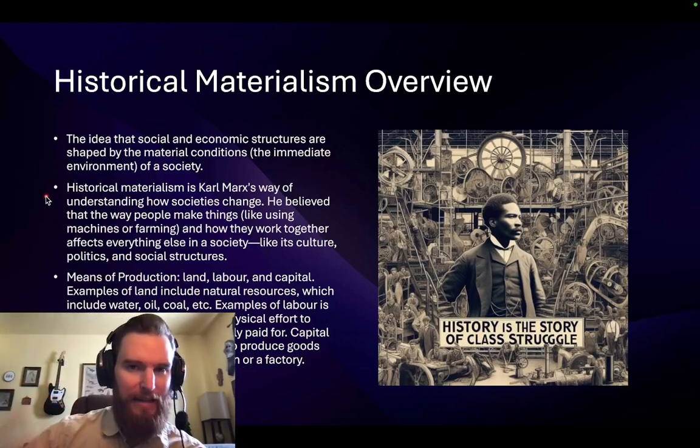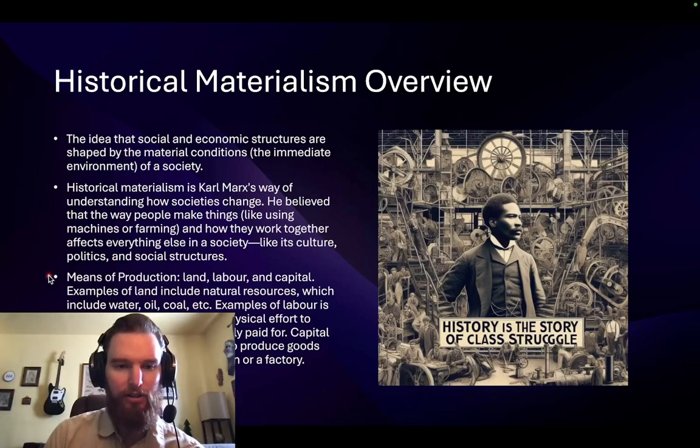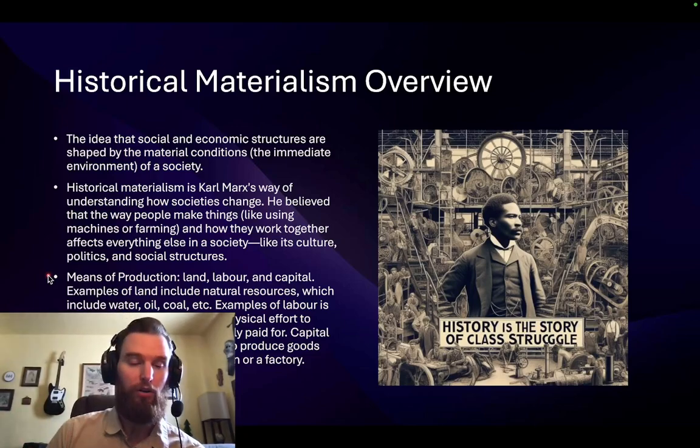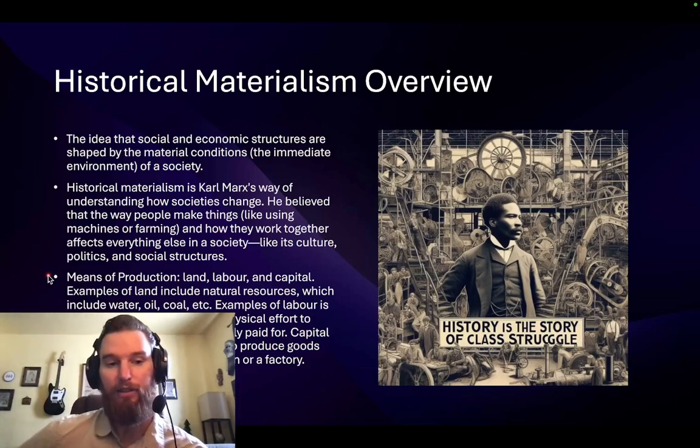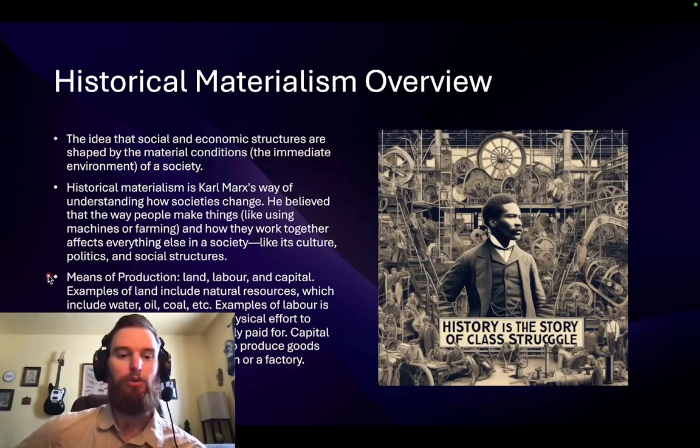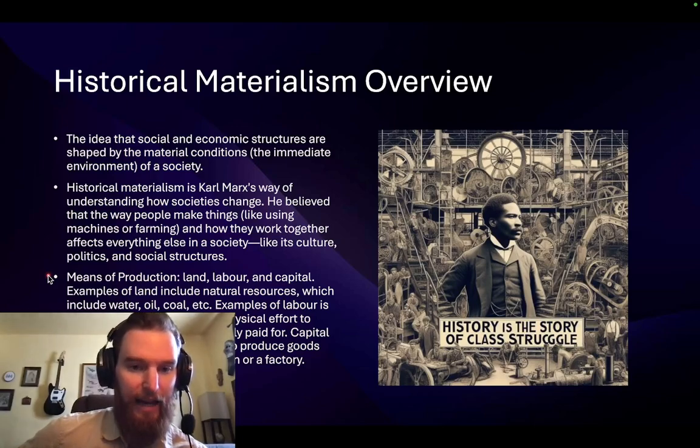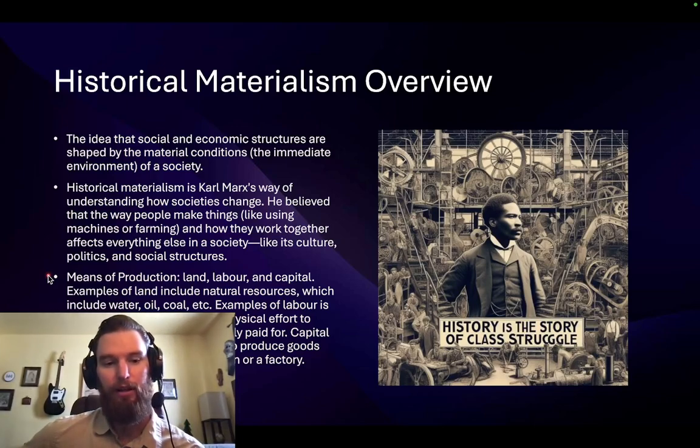So this also includes the means of production. So the means of production being land, labor, and capital. Examples of land include natural resources, which include water, oil, coal, etc. Examples of labor is an individual using mental or physical effort to complete a task, which is usually paid for. And capital includes property that is used to produce goods and services such as a work van or a factory.